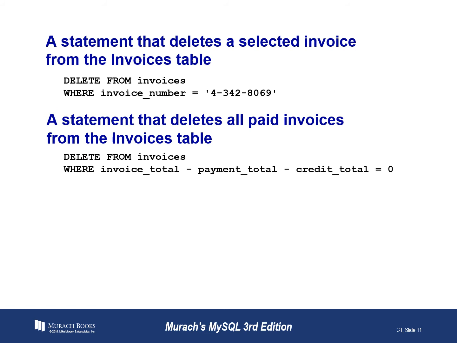You can use the delete statement to delete one or more rows from a table based on the conditions you specify. Say you want to delete a row. Let's say what you do is delete from invoices where invoice number is so and so. So this will get rid of the row. You can also delete multiple rows in one shot, like a statement that deletes all paid invoices from the invoices table, where you say delete from invoices where invoice total minus payment total minus credit total is equal to 0. So we are specifying this condition, and if the condition is satisfied, just delete that row. So this is the way you would get rid of selected rows from a table.